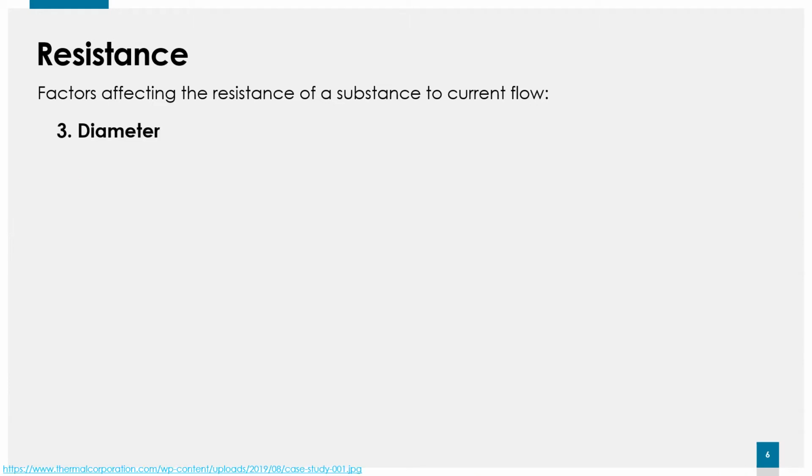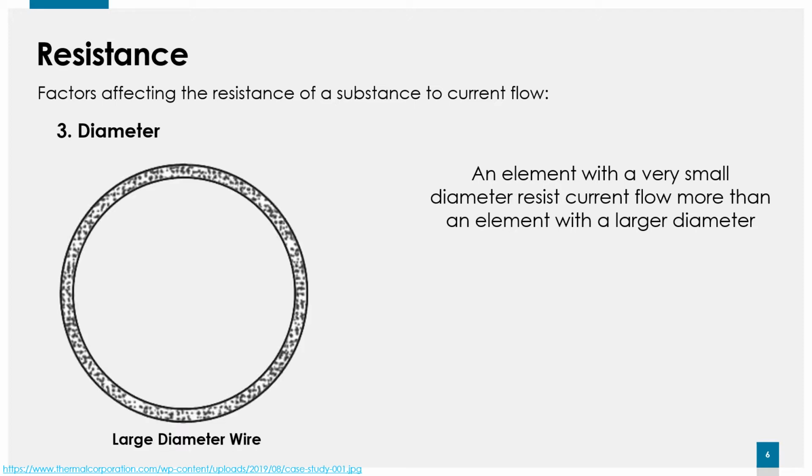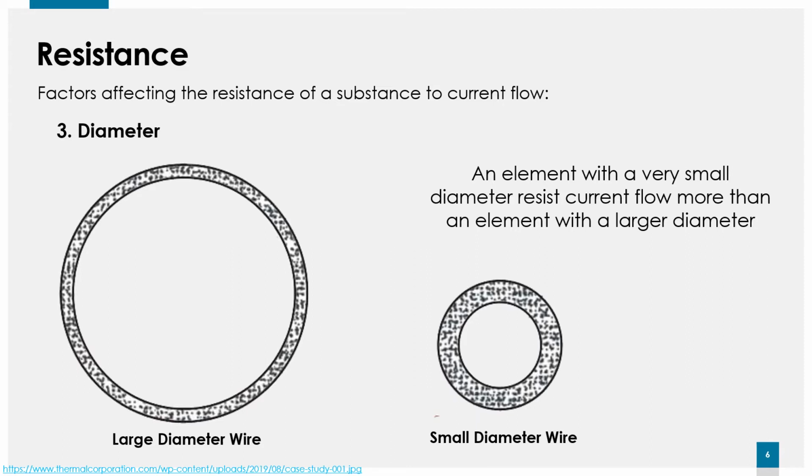The third factor is the diameter. An element with a very small diameter resists current flow more than an element with a large diameter. So if I have a large diameter, I have more space to pass through. But if I have just a small one, I have less space to pass. So it's going to be harder for me to pass. So a large diameter allows me to pass more volume of energy. And a small one, just a little bit.